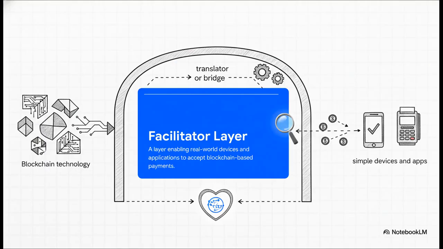Okay, so here's a key piece of the puzzle, the facilitator layer. Don't let the jargon throw you off. Just think of it like a universal adapter or a translator. It's the thing that sits in the middle, connecting the super complex world of crypto to the everyday apps and devices we all use. It makes it dead simple for, say, a vending machine or your favorite app to accept a blockchain payment. And right at the core of this whole system is the TSC token.